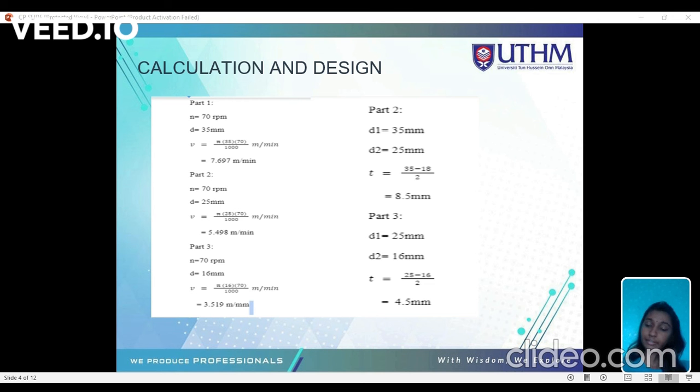As for part 3, the same thing, but the values for D1 and D2 will differ, whereby D1 in this part will be 25 mm and D2 for this part will be 16 mm. So as we substitute the values in the formula, we will get 4.5 mm. So that's all for the calculation part.